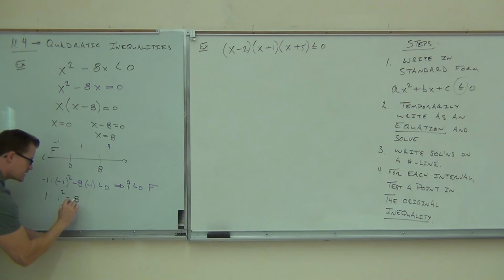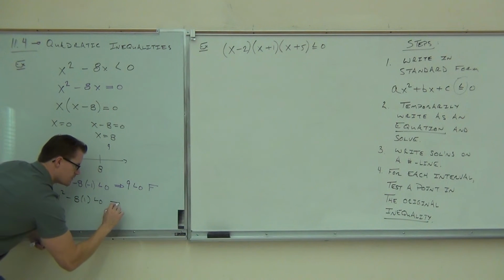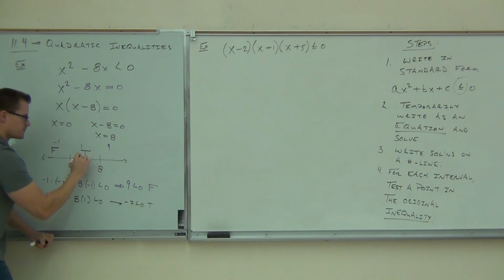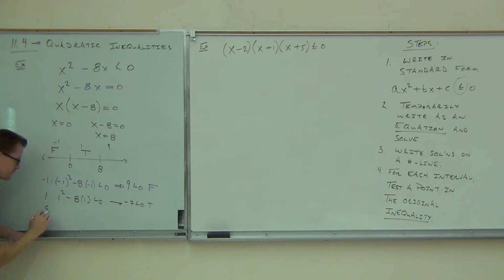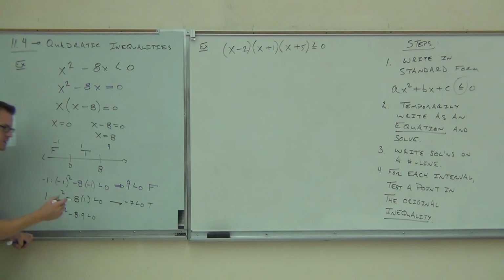1 squared minus 8 times 1, less than 0. That's going to give you -7. And that's a true statement. Next one, if we check 9, again, you're going to get 9 squared minus 8 times 9, less than 0. That's going to give you 9.